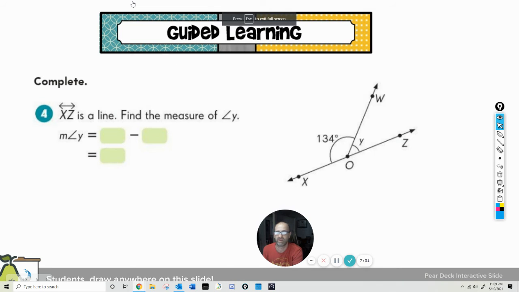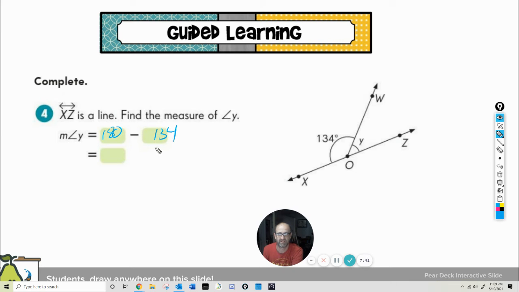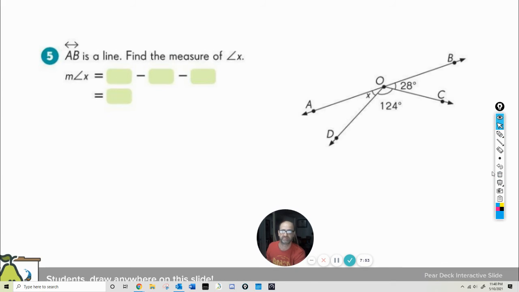Okay. Actualize line. Find the measure of Y. I'm going to turn on my pen tool and do this in 5 seconds. I lied. Good. Did you get 46? Wait for it. Degrees? Me too. Next one.